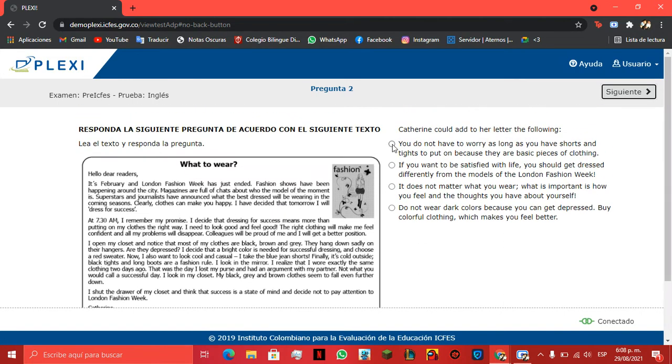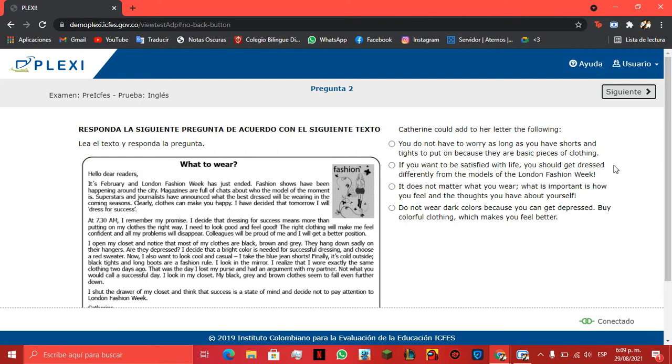Catherine could add to her letter the following: You do not have to worry as long as you have shorts and tights to put on because they are basic pieces of clothing. I think it isn't the answer because this is focused just on a little part of the text. B says, if you want to be satisfied with life, you should get dressed differently from the models of the London Fashion Week. I think it doesn't make sense with what she thought at the end of the text.